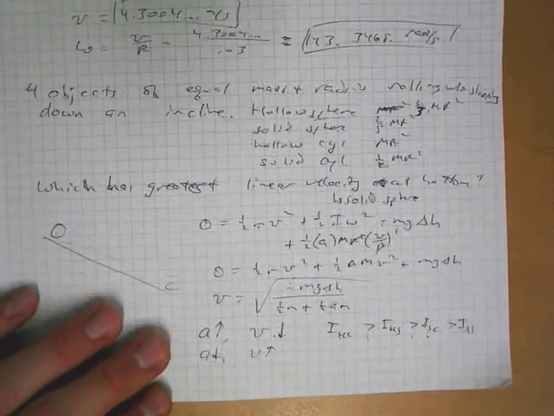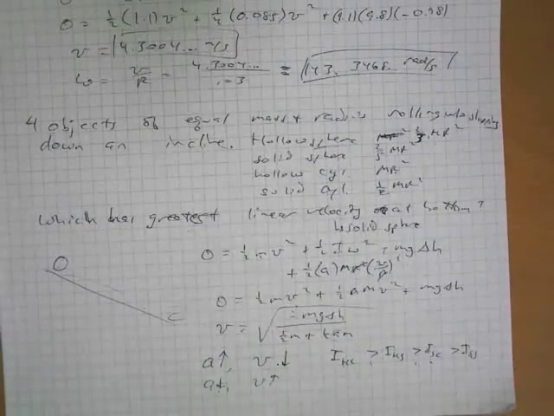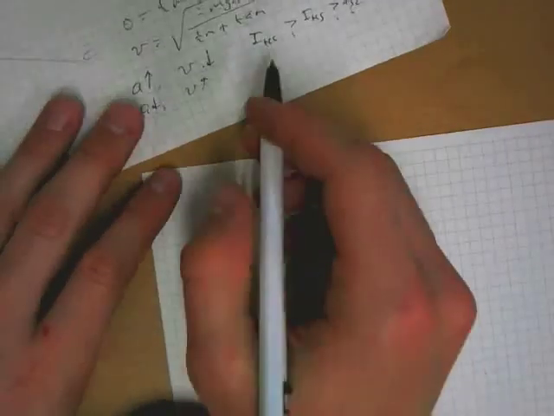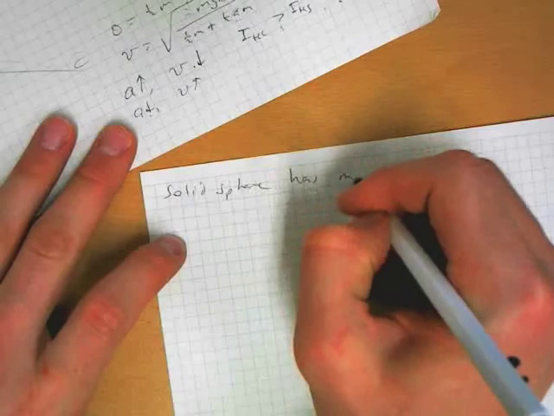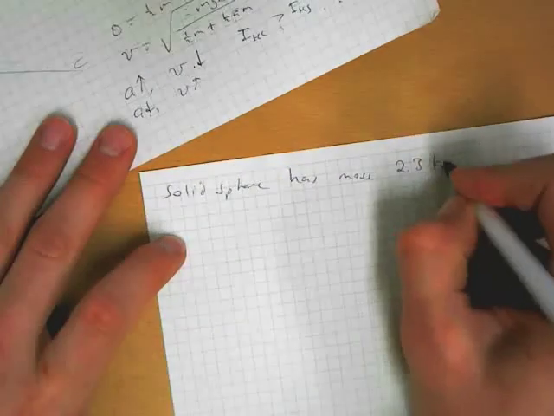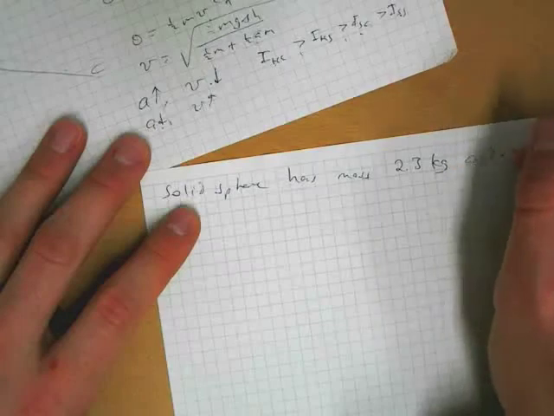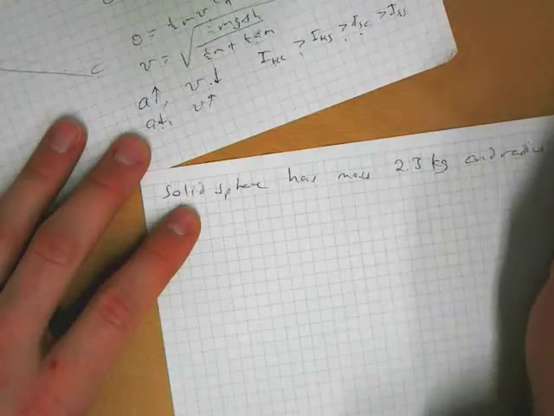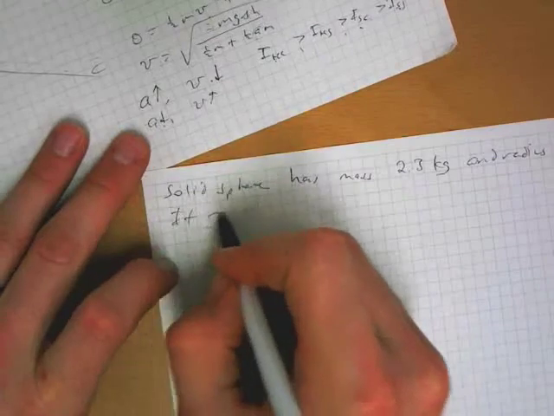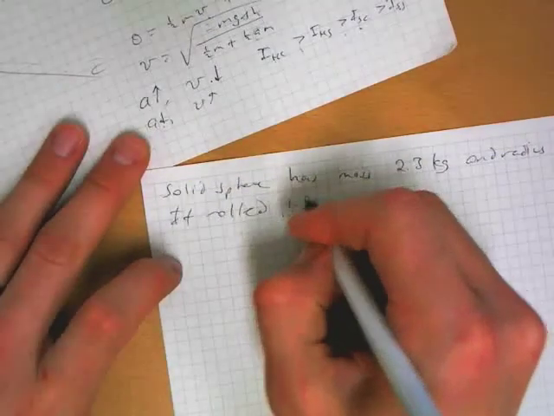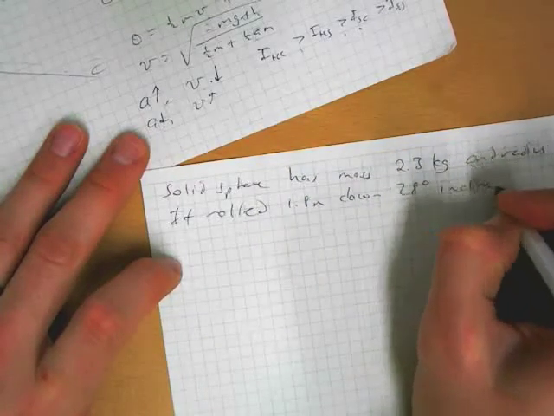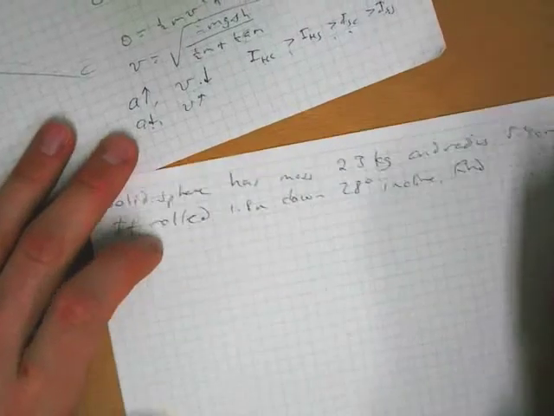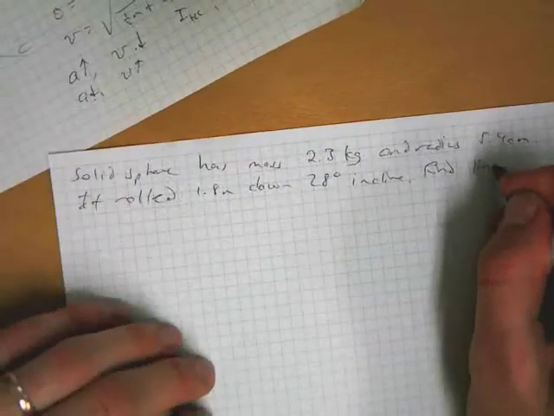Okay. Let's attach some numbers to this same problem. Let's say that our solid sphere has mass 2.3 kilograms and radius 5.4 centimeters, and it rolled 1.8 meters down a 28-degree incline. I want to find its linear speed.